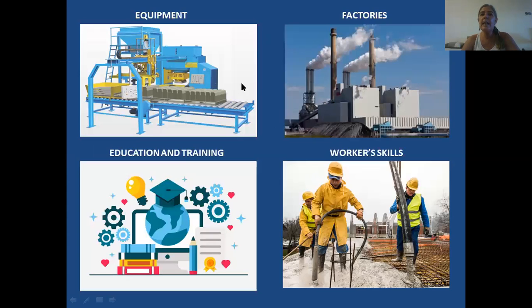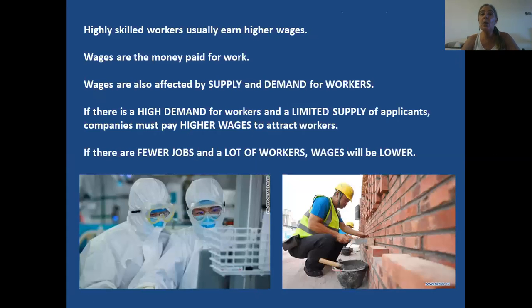Here we can see the equipment, factories, education and training, and workers' skills, which are going to help a country to develop a higher standard of living. Highly skilled workers usually earn higher wages or salaries. Wages are the money paid for work. So a wage is the same thing as a salary.